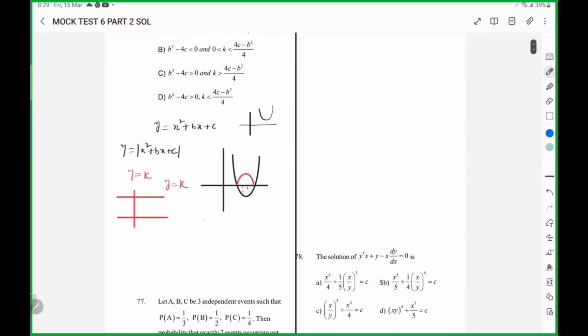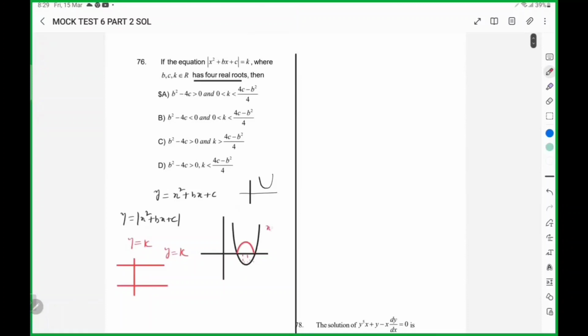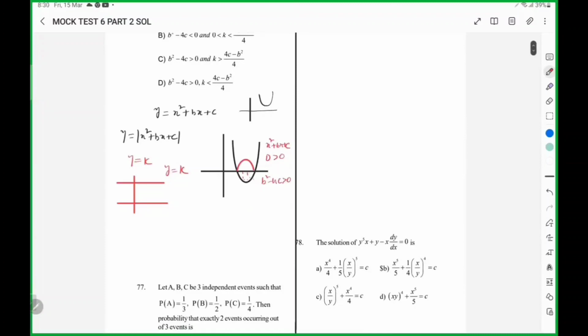Now finally, this is possible when the discriminant of x square plus bx plus c is greater than 0, that is, b square minus 4c greater than 0. So now we have two graphs finally.